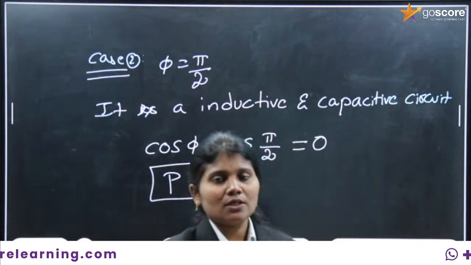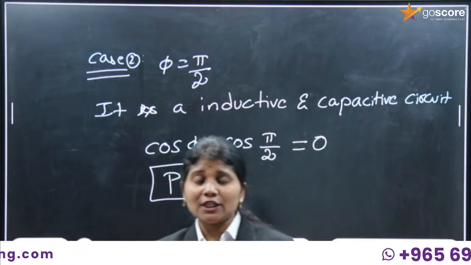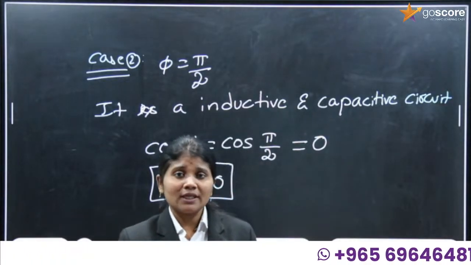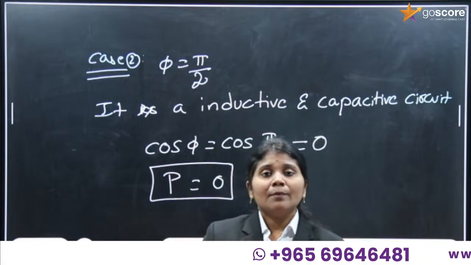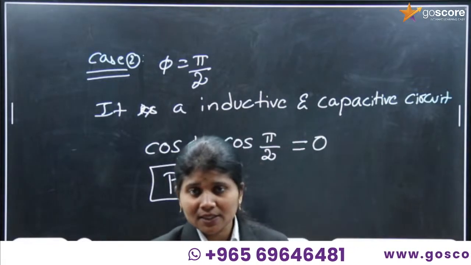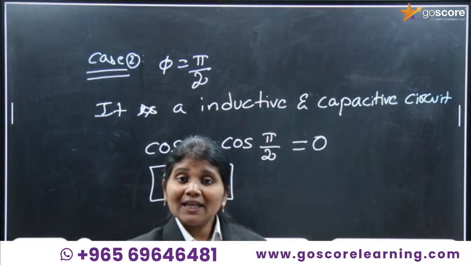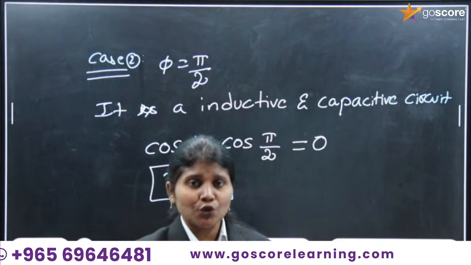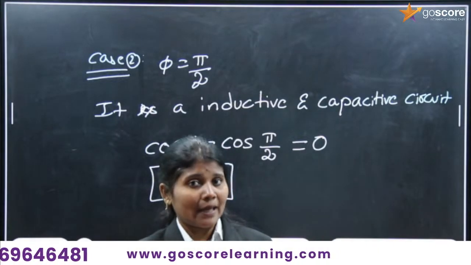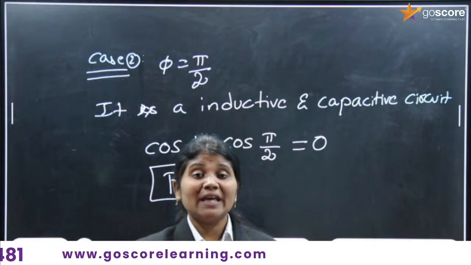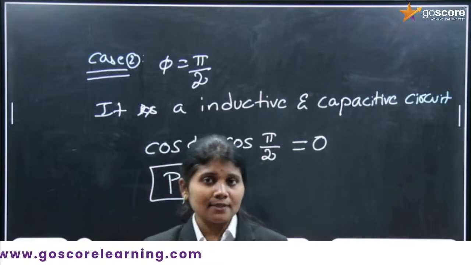In a pure resistive circuit, we will get maximum power. In a pure capacitive and inductor circuit, we are getting power 0. Even while current is passing through the inductor and capacitor, power will be 0. Okay, guys.